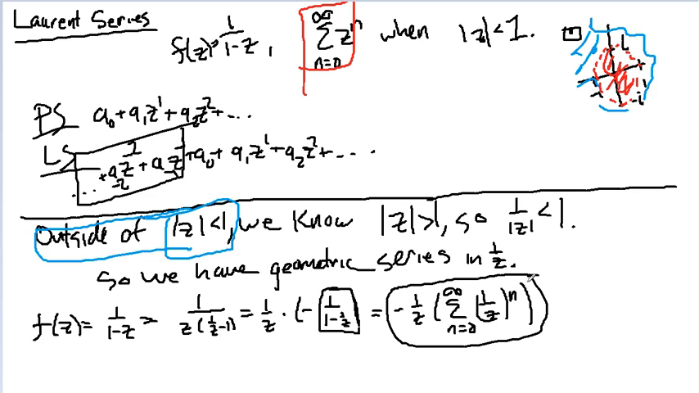So here's the deal. If you're in the red area, use the power series, the sum of z to the n, for this function. If you're in the green area, use the Laurent series, negative 1 over z times the sum from n equals 0 to infinity of 1 over z to the n, and now we'll work outside in the blue area.